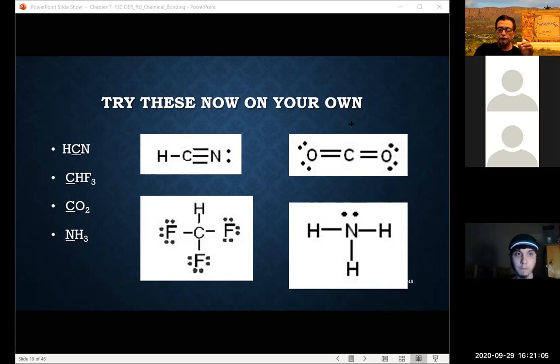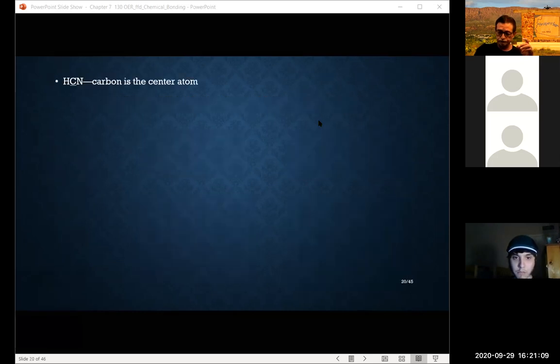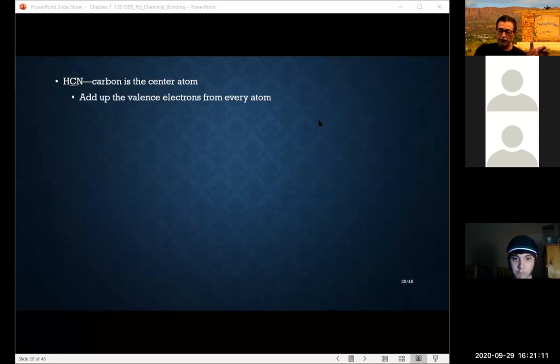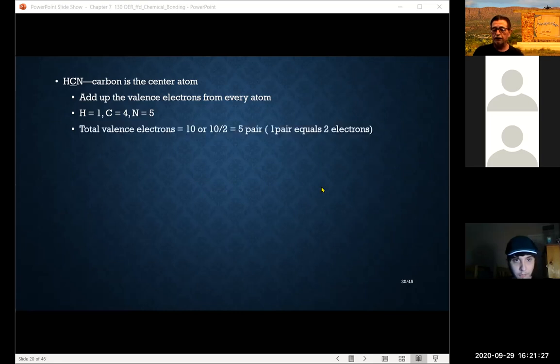Then we did a specific example for HCN. We added up the valence electrons: 1 from hydrogen, 4 from carbon, 5 from nitrogen. We get that information from the group A that it's in, so that can very quickly add up. You add up the numbers, you get a total of 10 electrons, which will always be divisible by 2, whatever number of electrons you come up with.